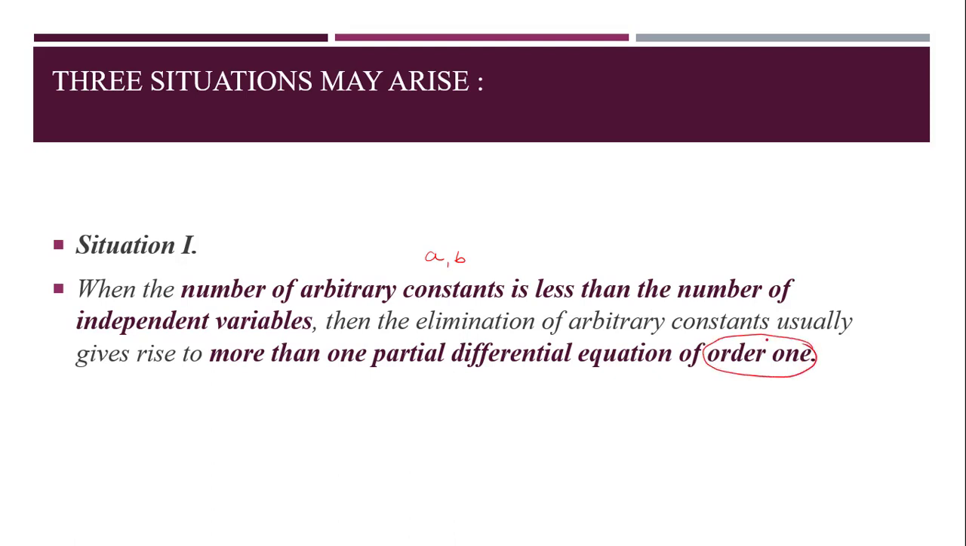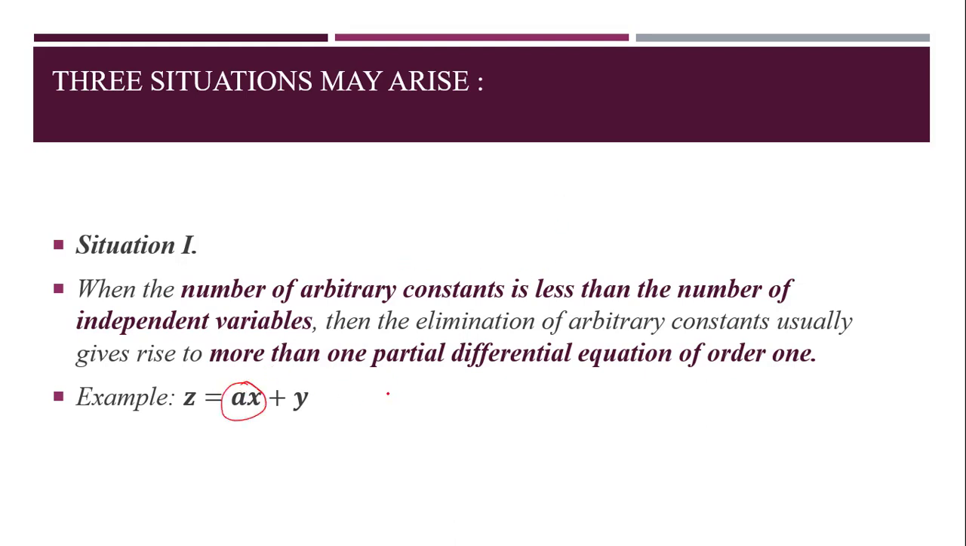So we are saying that if the number of constants is less, it might be possible that I am having only a, there is no b, right? So we are going to eliminate only this a. So it could be different ways that you and I are doing it, and it could lead to more than one partial differential equation of order 1. Here we have an example. We are saying z is equal to ax plus y. So I can see that here we have only one constant. So let us try to eliminate it.